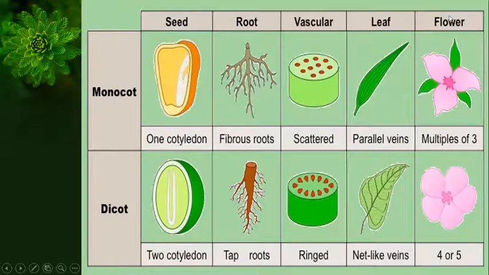The flowers of the monocot are in multiples of 3, 1, 2, 3, but the dicot flowers are in multiples of 4 or 5. So by these characteristics of the monocot and dicot, you can easily distinguish the monocot plants from the dicot.